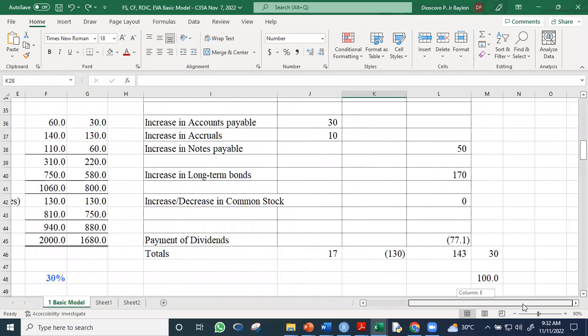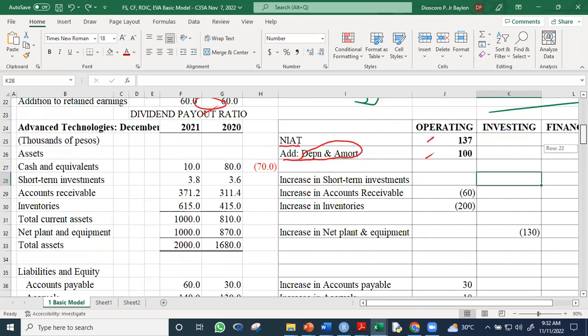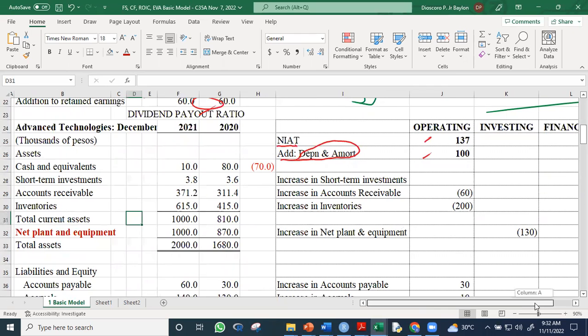Okay, where is the discrepancy here? Okay, so the discrepancy lies in your fixed asset, net plant and equipment. This one. This is where the discrepancy lies. Okay, let me discuss further.